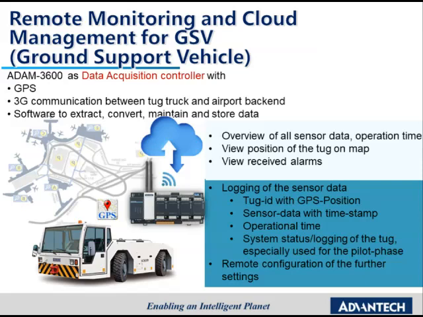With the help of the 3G communication module and GPS enabled, Advantech 3600 works as a data acquisition controller with 3G communication between tug truck and airport backend. All of the important data, including the overview of all sensor data, operating time, the position of the tug, and received alarms, could be updated to the cloud with ease.